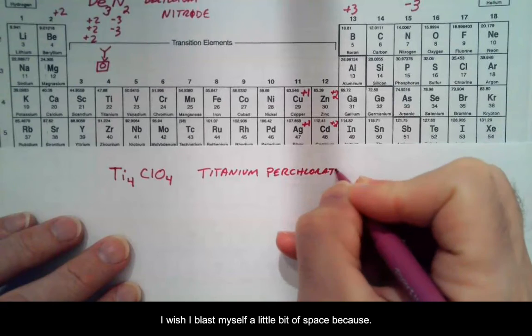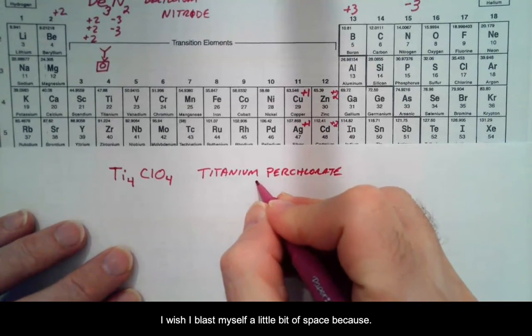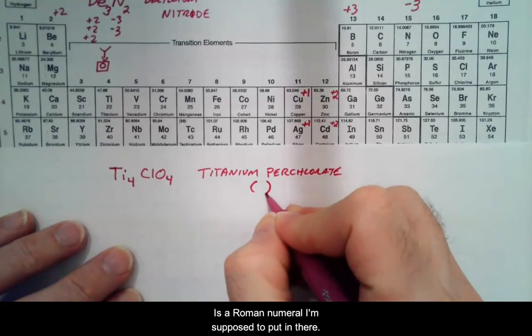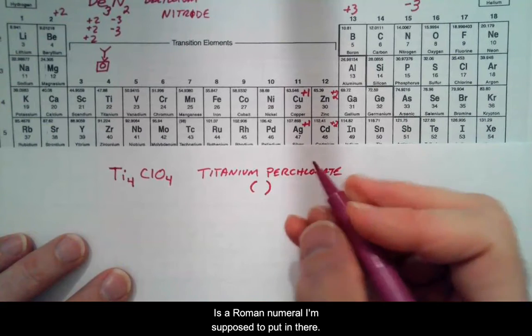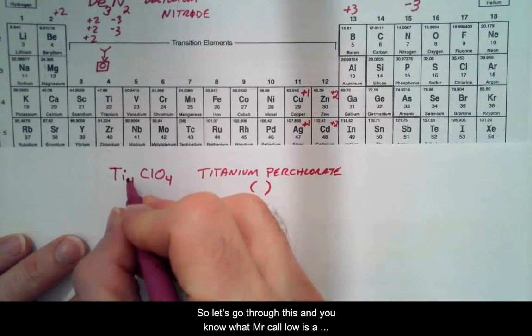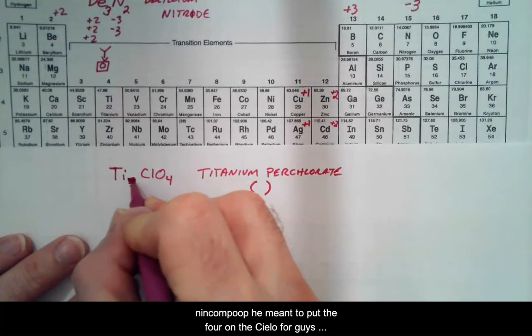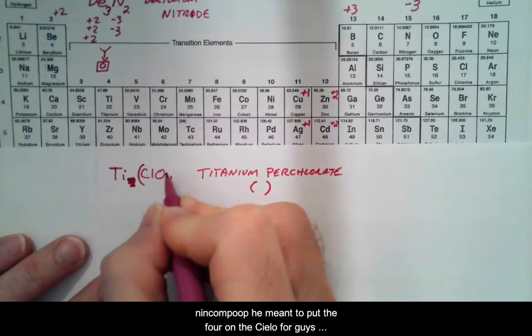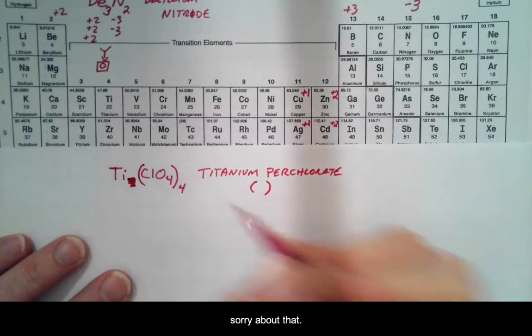And I wish I'd left myself a little bit of space because I forgot there's a Roman numeral I'm supposed to put in there. So let's go through this, and you know what? Mr. Caldwell is a nincompoop. He meant to put the 4 on the ClO4, guys. Sorry about that.